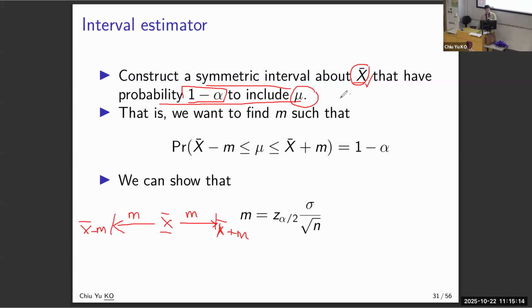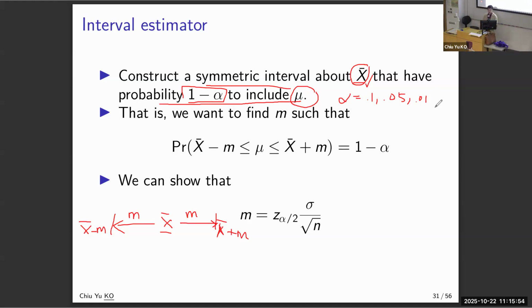Alpha is usually set to be 0.1, 0.05, or 0.01. This is a small number. We have high probability that this interval will include mu. Let me repeat. Mu is a number. You just don't know it. There's no probability. The probability you can assign is to X bar, the sample mean, because the sample mean depends on the sample you draw. It's a random variable. There's some probability.